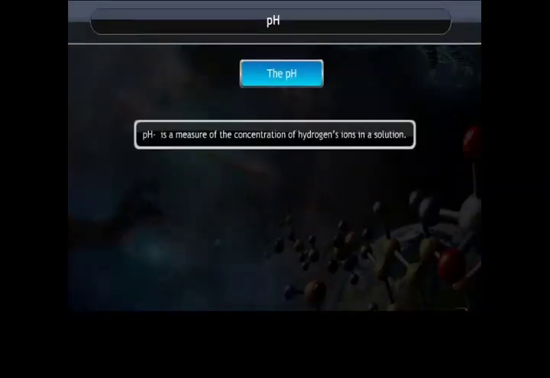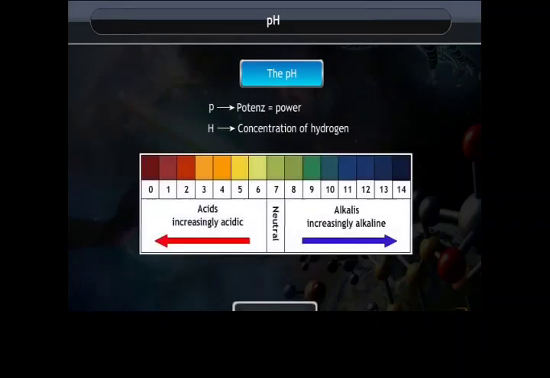pH. pH is a measure of the concentration of hydrogen ions in a solution. The p in pH stands for Potenz in German, meaning power. Thus, pH is defined as the negative logarithm to base 10 of the hydrogen ion concentration. On the pH scale, we can measure pH from 0, very acidic, to 14, very alkaline. The pH of a neutral solution is 7. Values less than 7 on the pH scale represent an acidic solution and more than 7 a base.